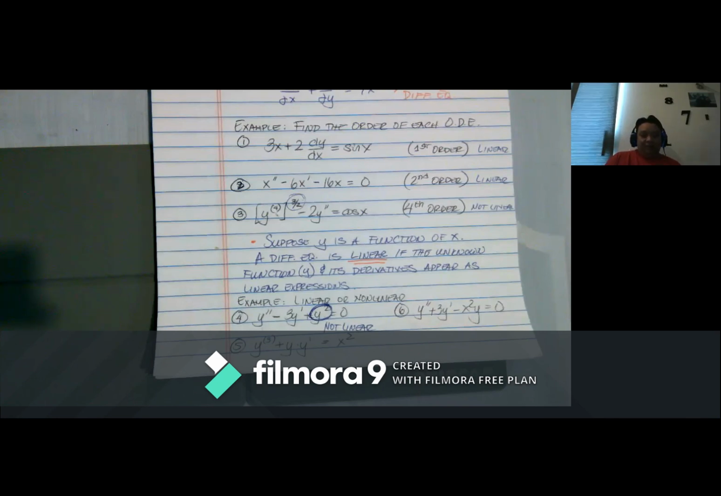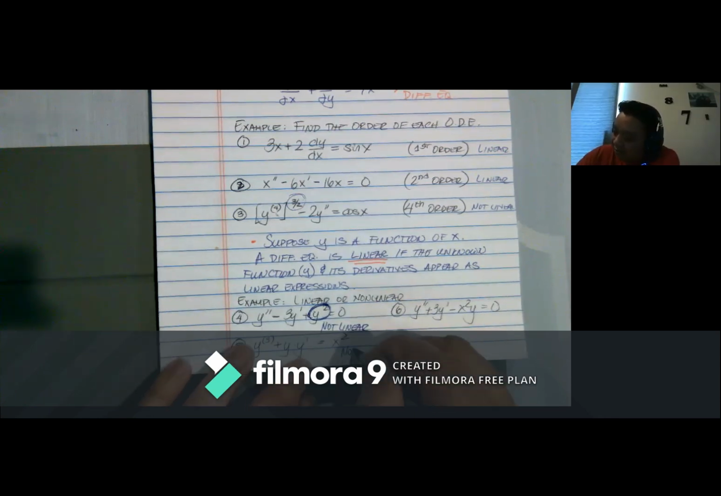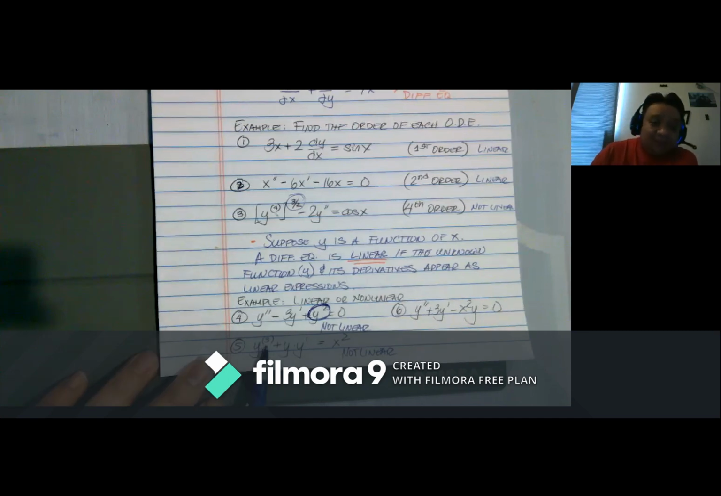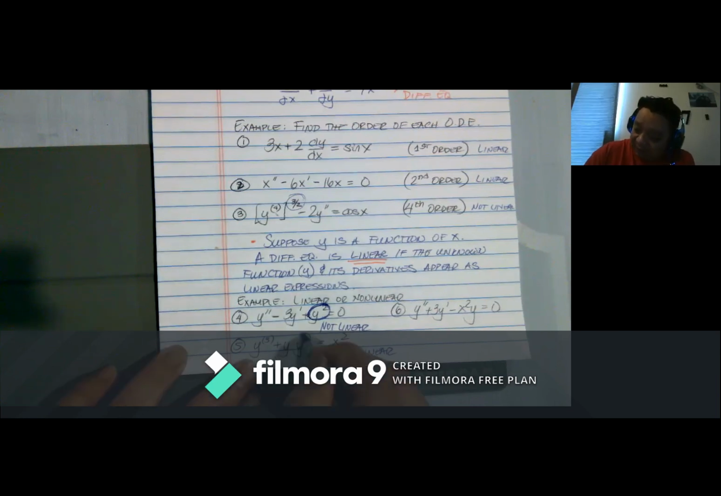Linear or non-linear? Non-linear, right? So why is it not linear? Okay, so it's not this one. It's not because of this one. This means the third derivative. So this is not y to the third. This is the third derivative of y. So this is not why it is not linear. This is why it is not linear.